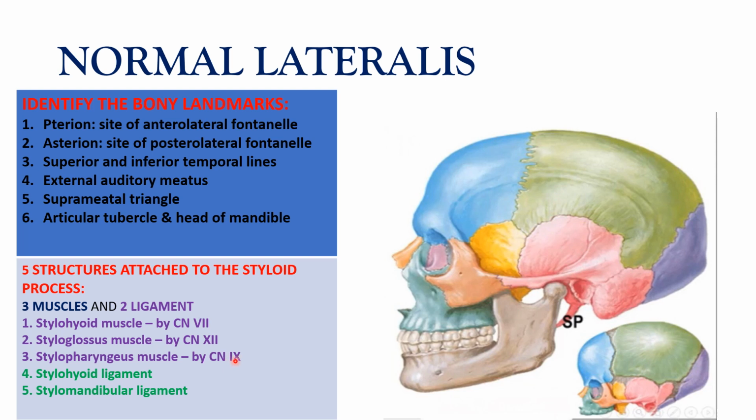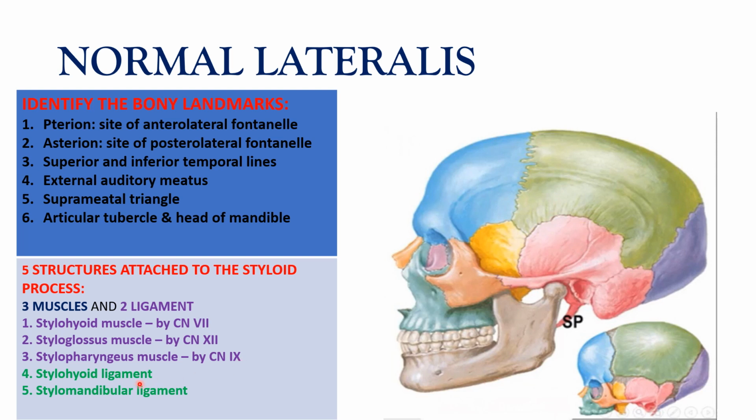The stylohyoid muscle is supplied by the 7th cranial nerve because it is derived from the 2nd pharyngeal arch. The styloglossus muscle is supplied by the 12th cranial nerve, the hypoglossal nerve, because it is derived from the occipital myotome. And the stylopharyngeus muscle is supplied by the 9th cranial nerve, the glossopharyngeal nerve, because it is derived from the 3rd pharyngeal arch.